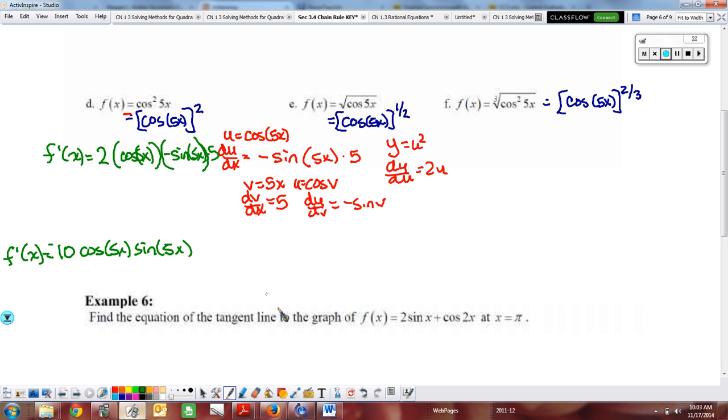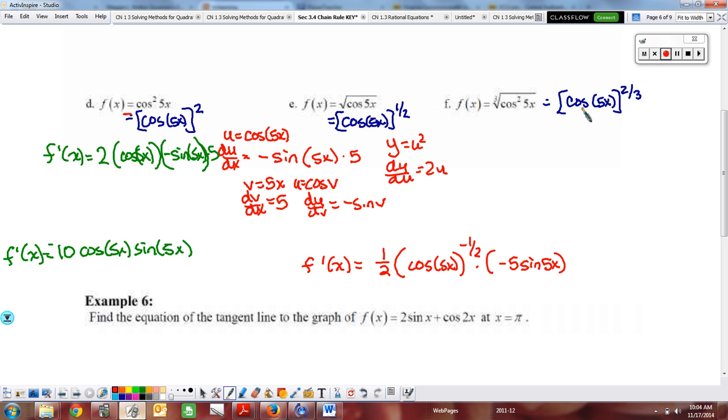Same thing here. Since I've already done this work, I don't have to do it again. So I'm just going to come straight to the derivative and say f prime of x. This is u to the 1/2. So the derivative would be 1/2 u to the negative 1/2 times the derivative of u with respect to x, which is going to be that negative 5 sine of 5x. So there's that derivative.